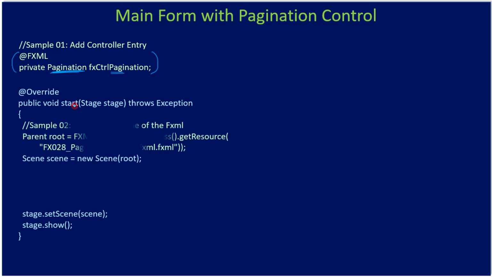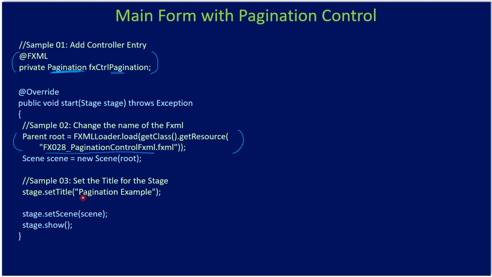Then in the start method, we load our Fxml. So in the demo, this is what we will create, or we will create a file called fx028 pagination control Fxml. Then after designing the stage, we will load that here in the start method. Then we will set title. So those are all some simple stuff. We did that in our previous examples. All right, now we will go ahead and create the main stage that displays the pagination control.